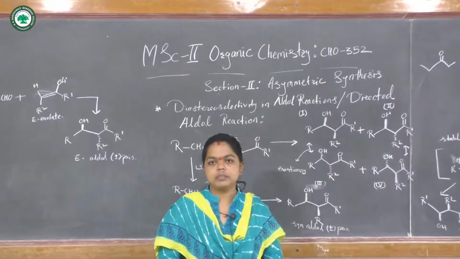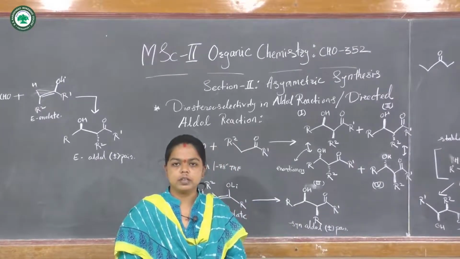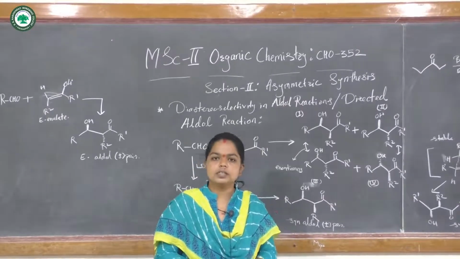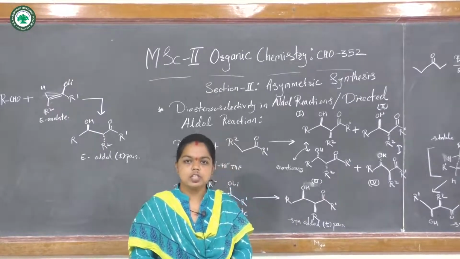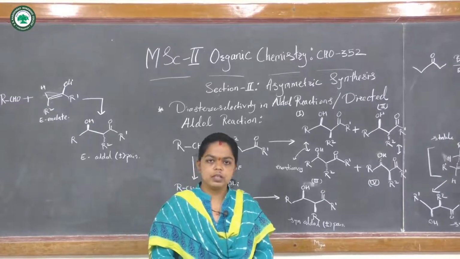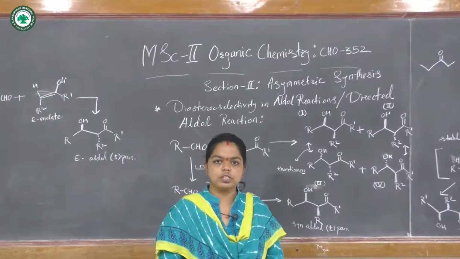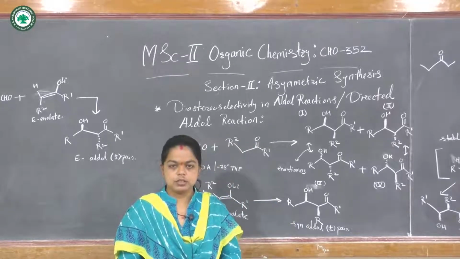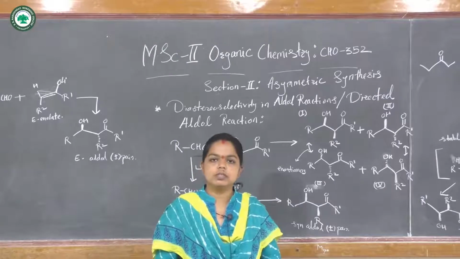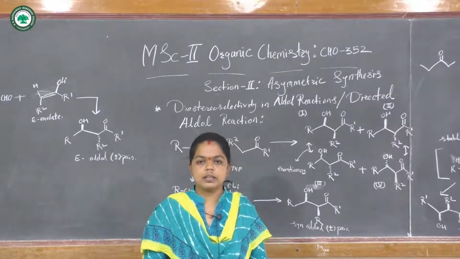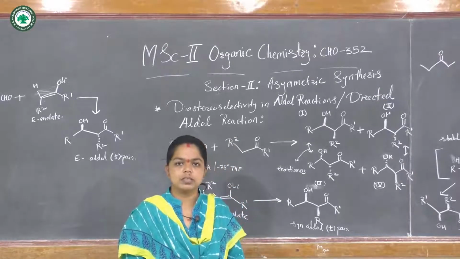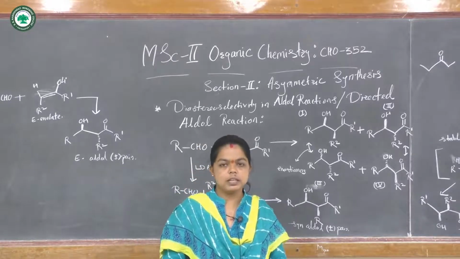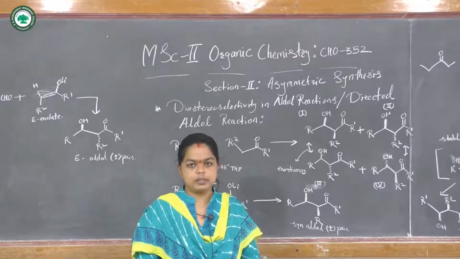Up to the previous lecture, we have studied basically three named reactions under asymmetric synthesis, which are Sharpless epoxidation, then asymmetric hydrogenation, and third is asymmetric hydroxylation. In those cases we have used chiral ligands. Those chiral ligands form complexes with the metals and can carry out the asymmetric synthesis, and thereby we are getting a single enantiomer.